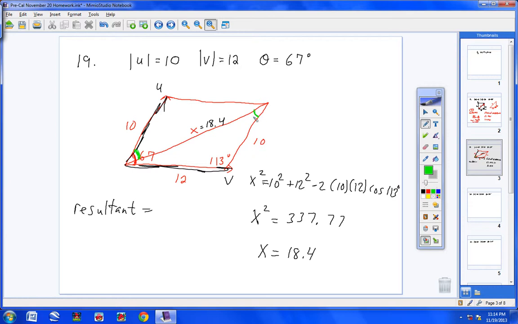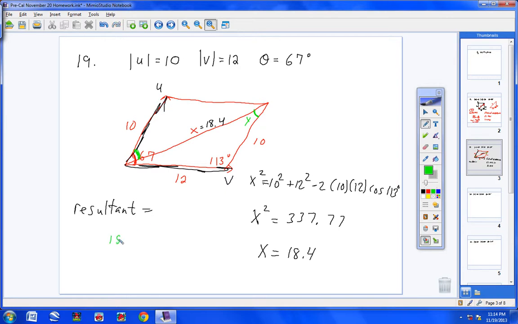So really, if I can find this angle right here, we'll call it angle y, that's the exact same angle that's over here, which is the angle we're looking for, because it's the angle between the resultant and vector u. And the directions say, find the measure of the angle that's formed between the resultant, which is this line right here, and vector u, which is this line right here. So we're going to use law of sines.